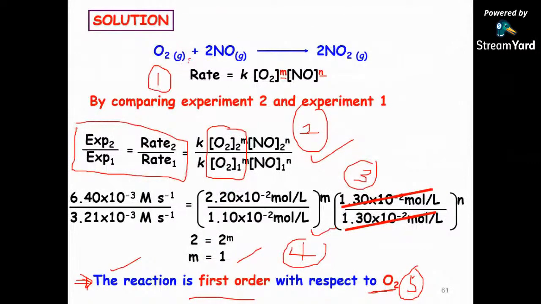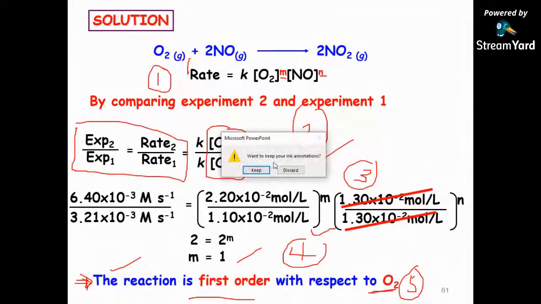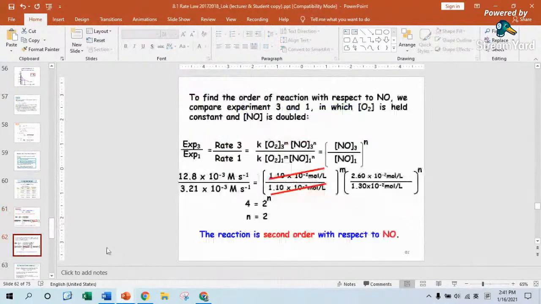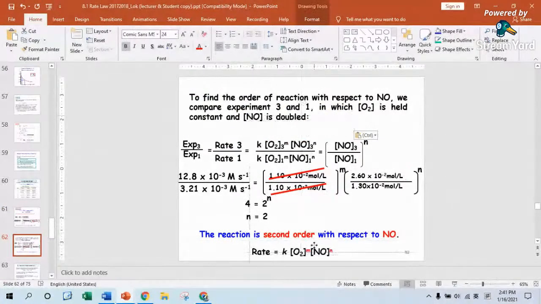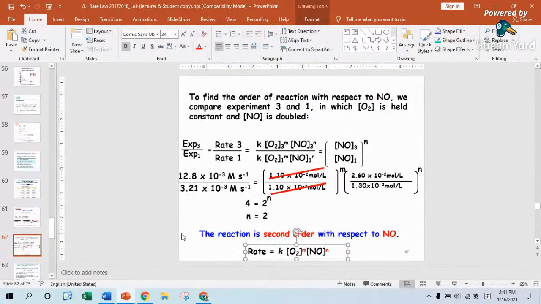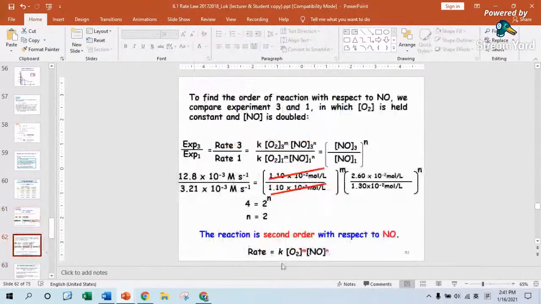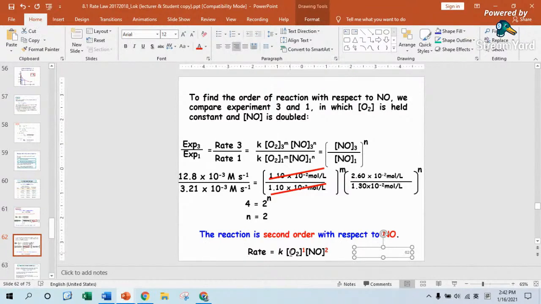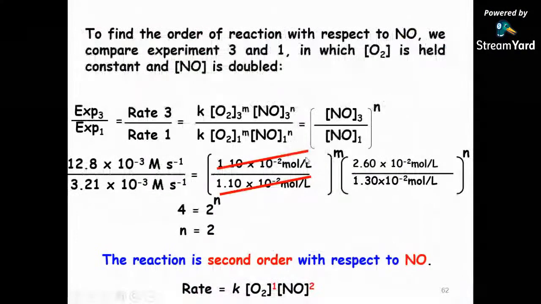I encourage all to write down the conclusion again for this one. So the conclusion for just now: this one is first order, and this one is second order. So this is 2^1 and this is 2^2. If you didn't write out the 1, it also doesn't matter; if you didn't write out anything, it's equal to 1. Please add on: after you find the order of the reaction for oxygen and nitrogen monoxide, you must do the conclusion. So the rate equals k, concentration of oxygen to the power of 1, concentration of nitrogen monoxide to the power of 2. So this is called the initial rate method.